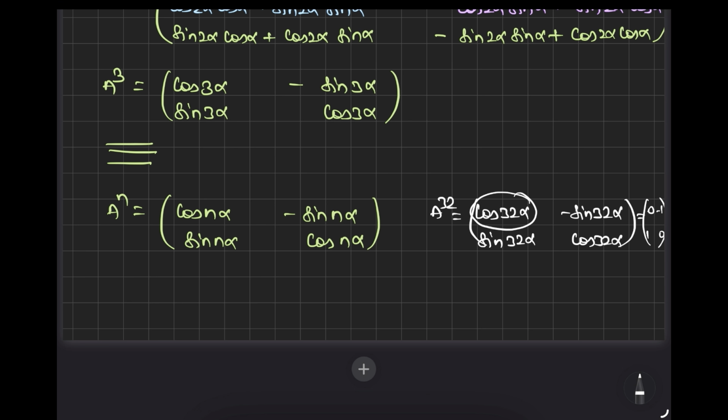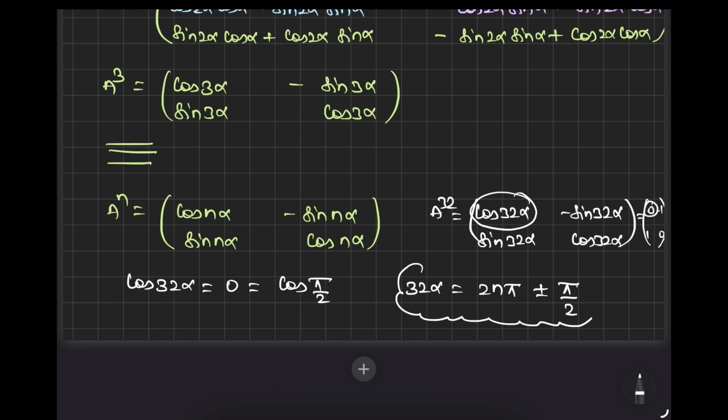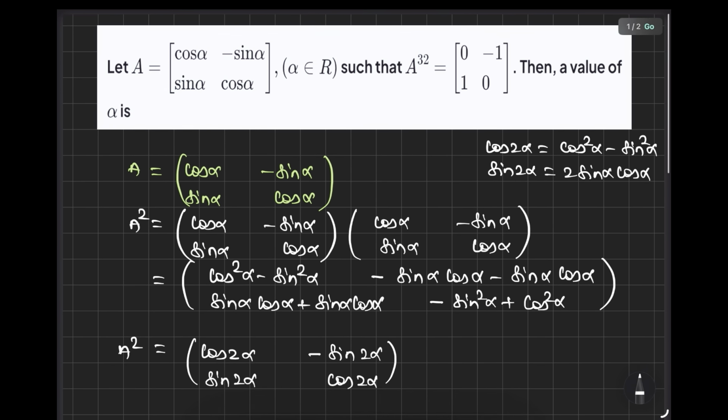So can I equate the first element with the first element? So it is cos 32 alpha equal to 0, and cos produces 0 at what? 90 degree, pi by 2. So can we write down the general solution as 32 alpha equals 2n pi plus minus this principal angle? So we got alpha as this. Here you have to make sure that n belongs to integer. Okay, so if answer is in numbers, you can use integer n as 0, 1, minus 1, 2, minus 2, 3, minus 3 and so on to mark the correct option.